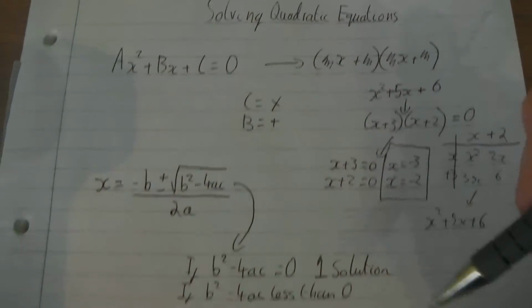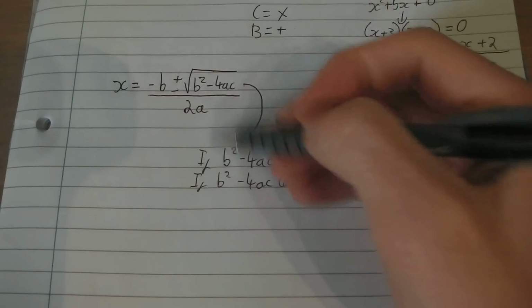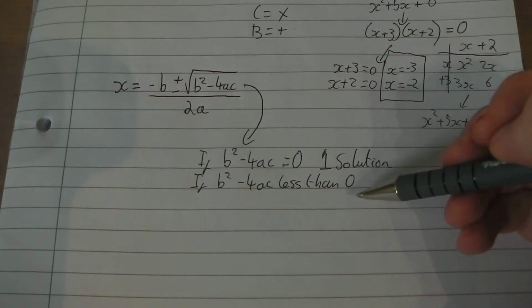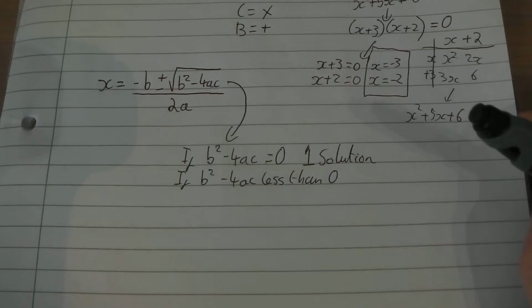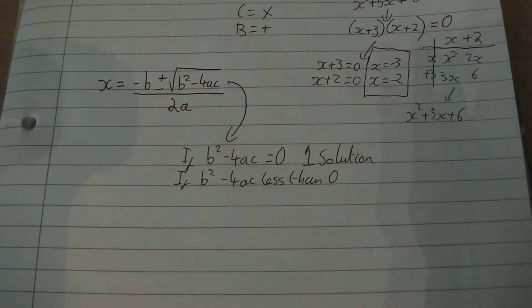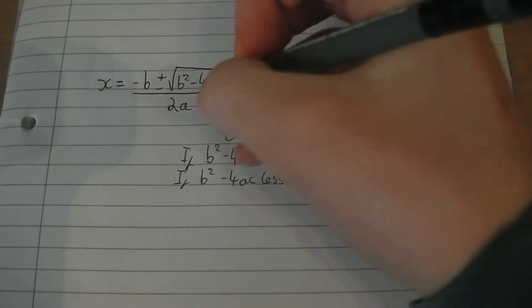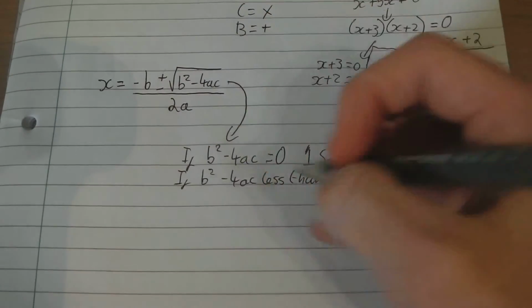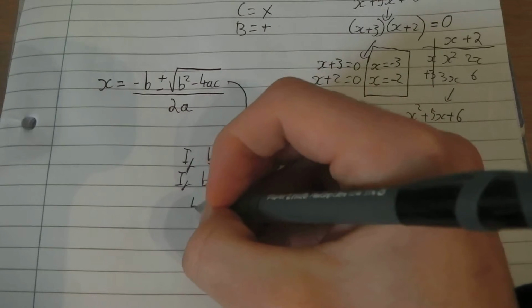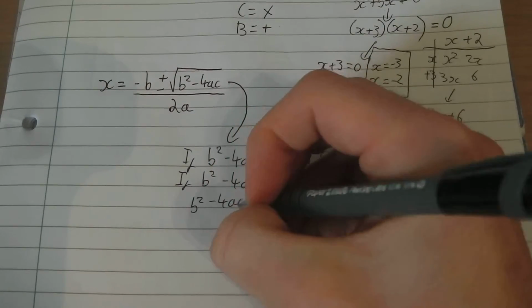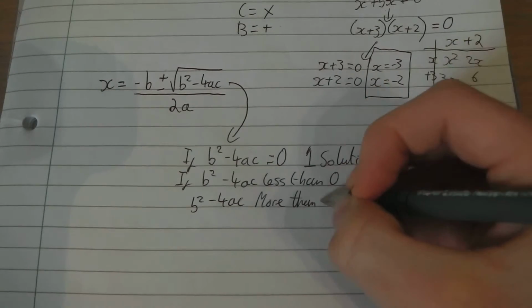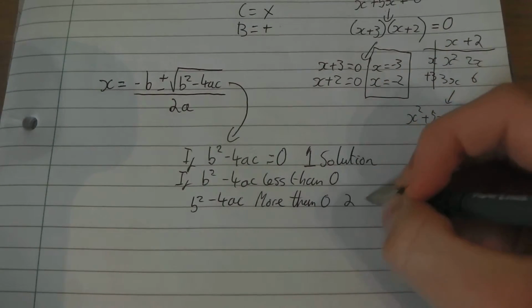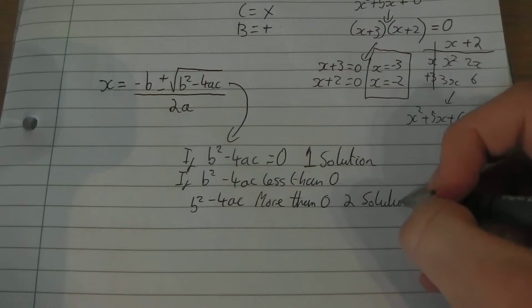No number seems to work. If you put it into this part of the equation and it's less than 0, then there's no real solution. The only way to get a solution then is to use complex numbers, which are a lot more complex, and you'll probably only have to learn about them later. So if b squared minus 4ac is more than 0, you have two solutions.